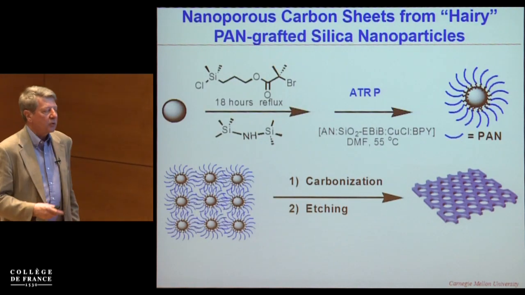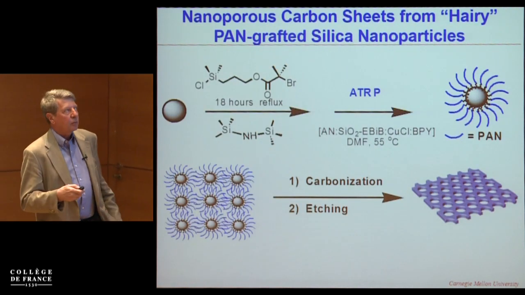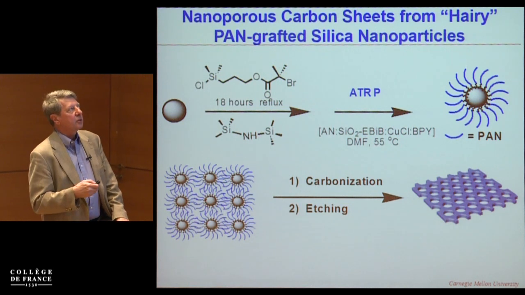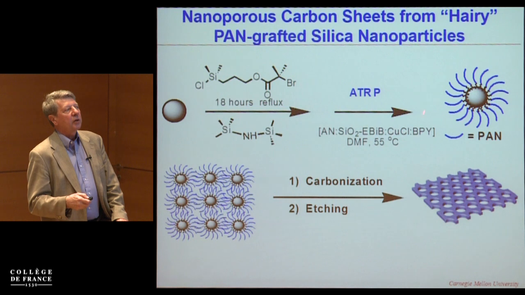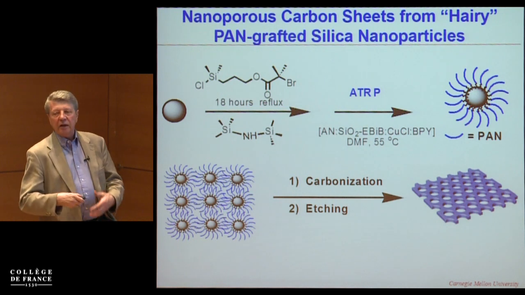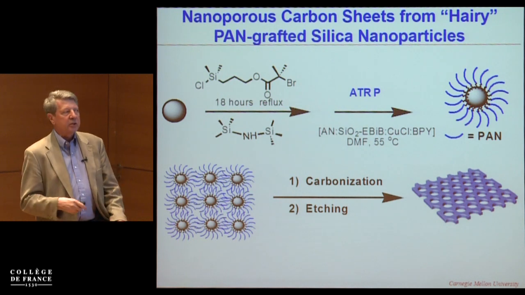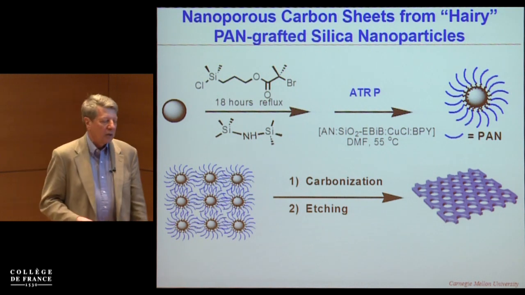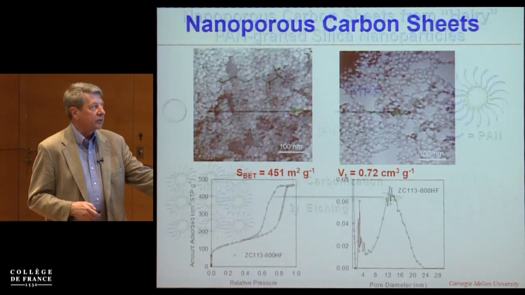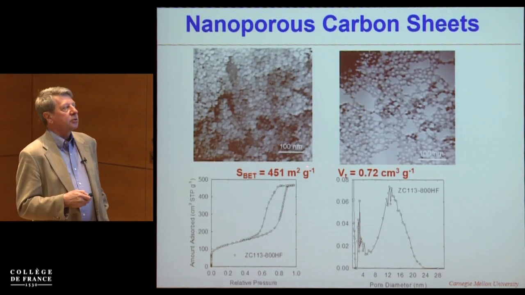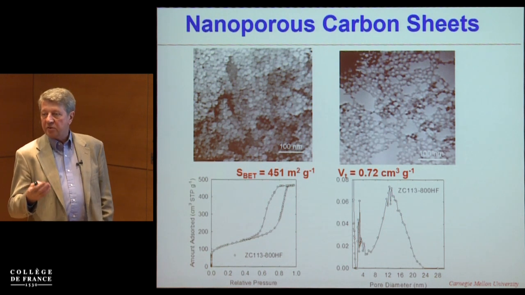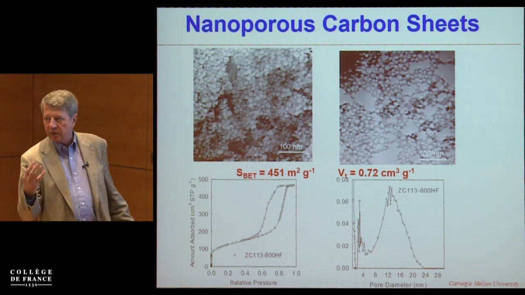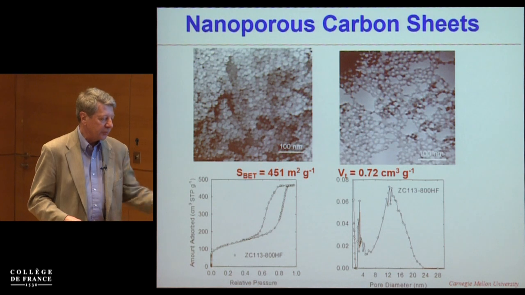So let me show you first how this is done with these silica particles, following exactly the same procedure as before. We functionalize the surface, and then we grow polyacrylonitrile. Then they are carbonized under conditions which I will explain on the next slide, and then they are etched and give you these porous materials with a surface area approaching 500 square meters per gram and a relatively narrow pore size distribution, which we can really control depending on the size of these particles.